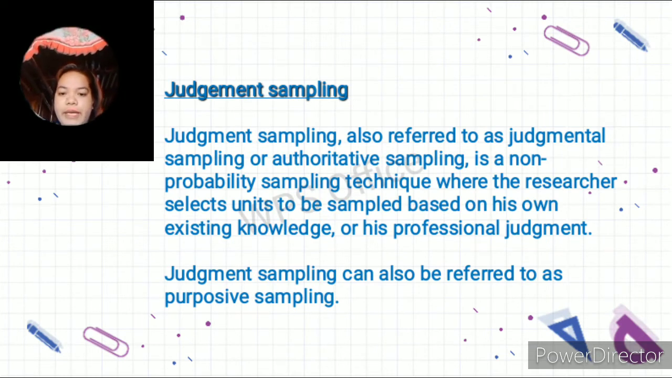So, judgment sampling. Judgment sampling, also referred to as judgmental sampling or authoritative sampling, is a non-probability sampling technique where the researcher selects units to be sampled based on his own existing knowledge or his professional judgment. So, judgment sampling is a type of purposive sampling. It occurs when units are selected for inclusion in a study based on the professional judgment of the researcher, also relying on their own judgment.